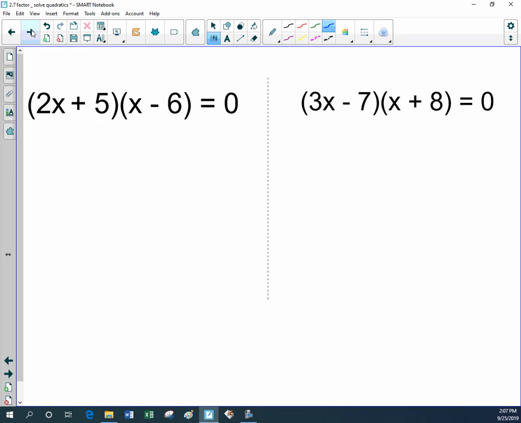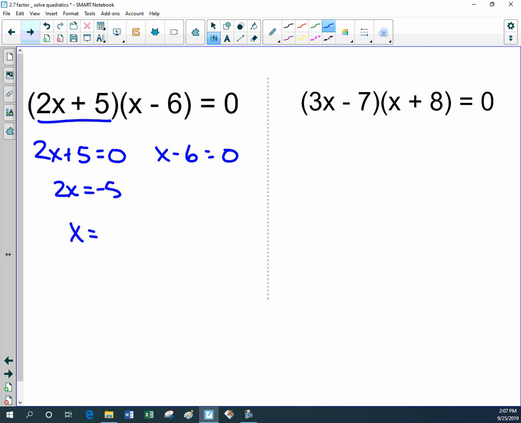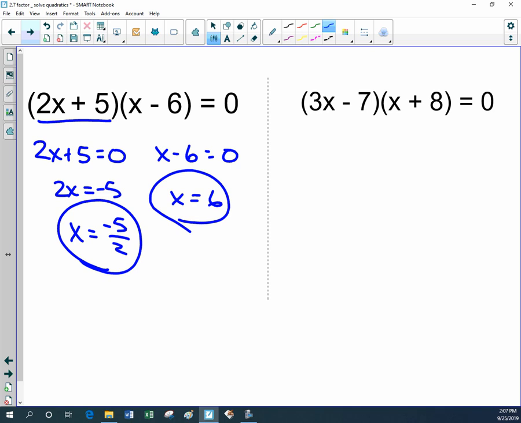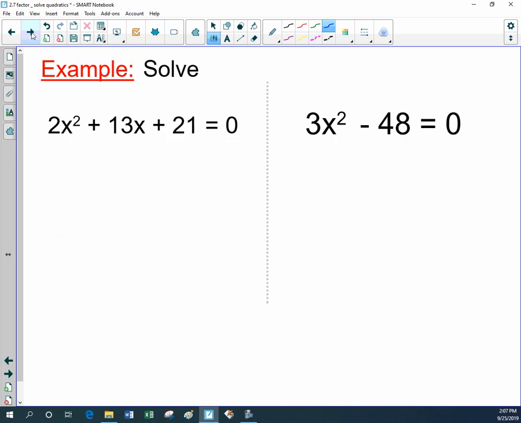Same thing in each of these examples. Set each parenthesis equal to 0, and then solve for x. So here we would have 2x equals -5, x equals -5/2. Add 6 to the other side, x equals 6. Okay, so let's skip that next example and let's go to these examples here.